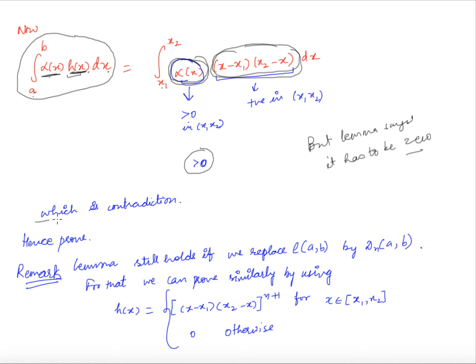Okay, therefore we reach a contradiction. Therefore whatever we have assumed is wrong. What was our assumption? Our assumption was that alpha x is non-zero at some point in the interval AB. It means that alpha x is equal to 0 for all x in AB. Hence proved. This is what we wanted to prove. So we have proved that if alpha x is continuous and the integral of alpha x hx dx is equal to 0 for all hx which are continuous and 0 at the boundary, then alpha x has to be 0.